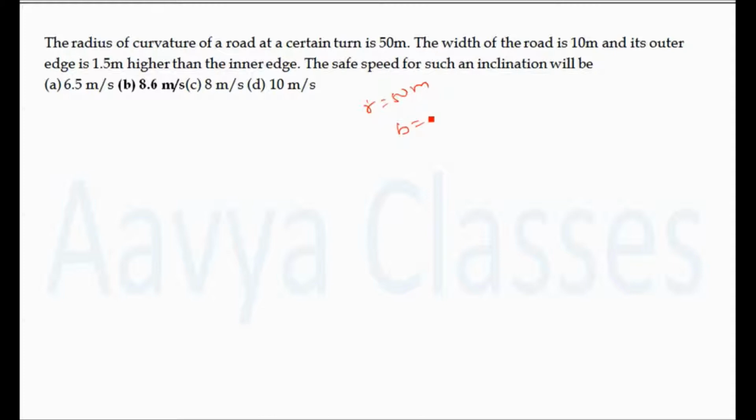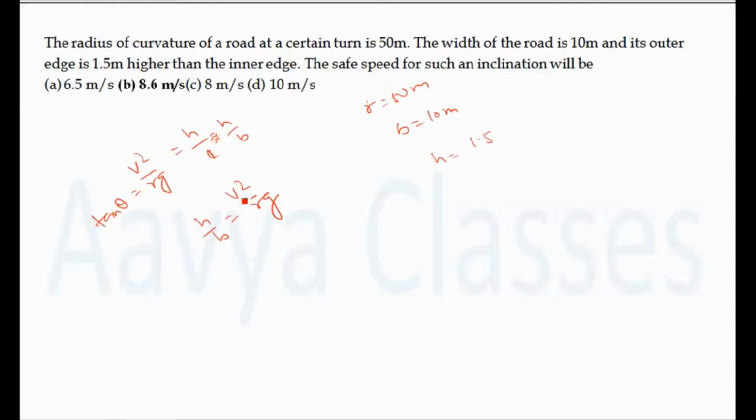The width of the road is 10 meters, so b is given as 10 meter, and the outer edge is 1.5 m higher than the inner edge, so h is also given as 1.5. You have to calculate the safe speed. As we know, v square by rg is equal to tan theta, and it's equal to h by L, and it is approximately equal to h by b.